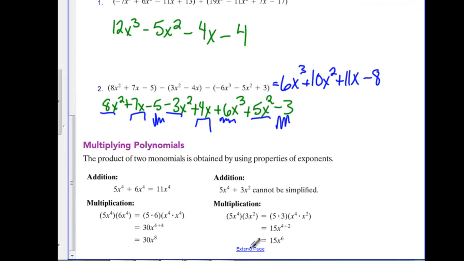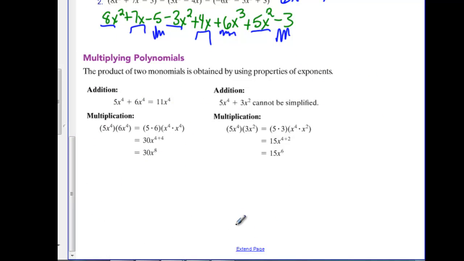All right, and I put an example down here from your book that I thought was super because it's explaining the difference between addition versus multiplication. That was addition of the 5x to the fourth plus 6x to the fourth. You're adding how many x to the fourths you have. You're basically just counting how many x to the fourths you have. Whenever you're multiplying them, you're going to be multiplying the numbers together and also multiplying the variable and adding their exponents together. With addition, 5x to the fourth plus 3x squared, you can't do anything. They're not like terms, so you can't put them together.